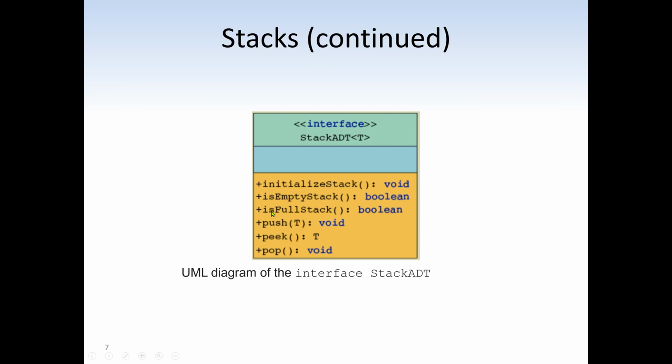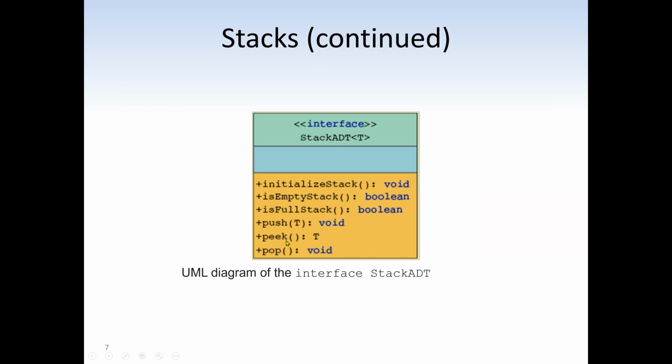We also have a method isFullStack. This will check if a stack is full or if there's space. If there's space, it will return false. If there's no space, it will return true. Then we have the method to push an item into a stack. It doesn't have a return type, it's void.